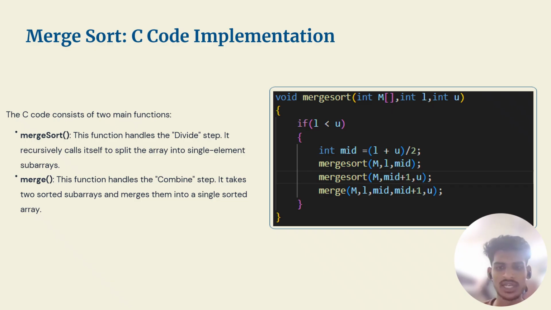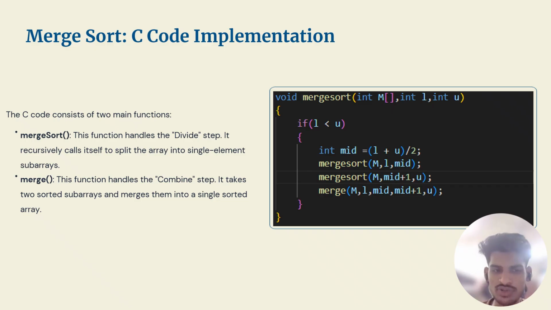For the dividing step, we are taking an array and two numbers. The numbers are l and u. l is for lower index and u is for upper index. Then it checks the condition whether the lower index is less than the upper index. If the condition is true, the statements inside the if condition will be executed. If the condition is true, it means that the subarray has more than one element, so it must be divided further.